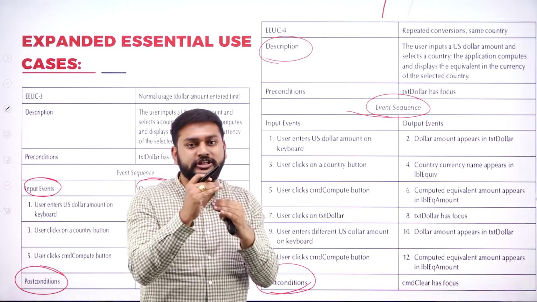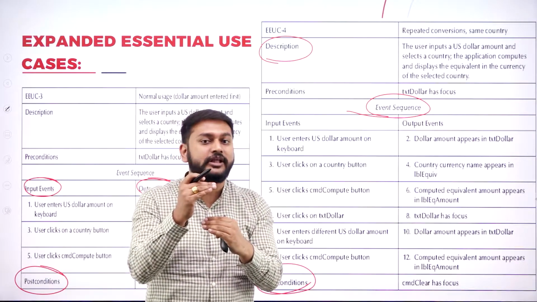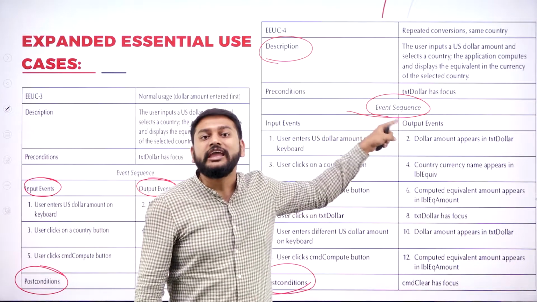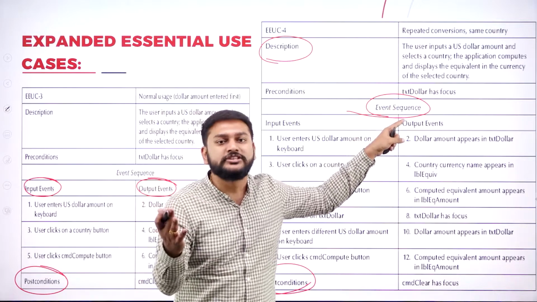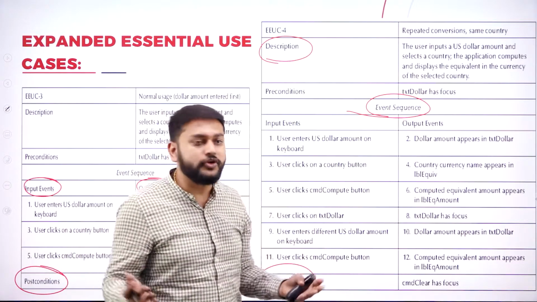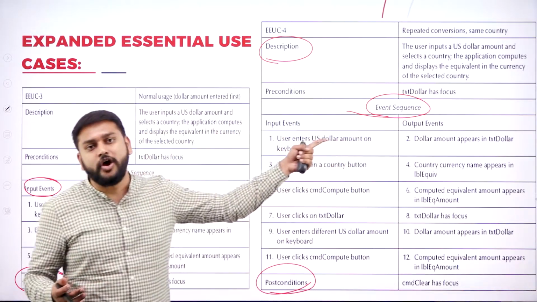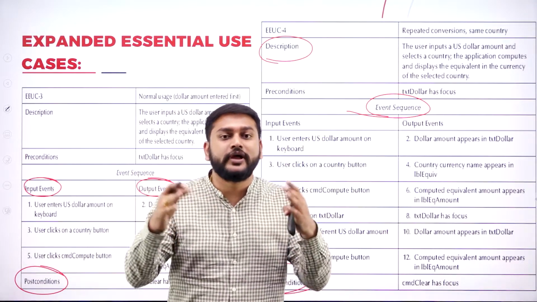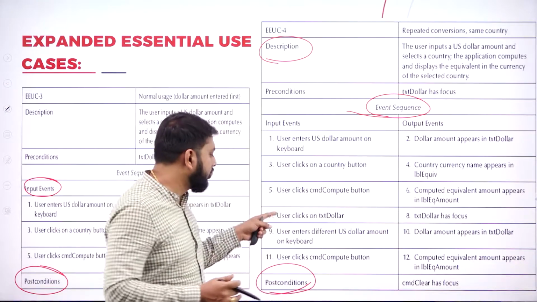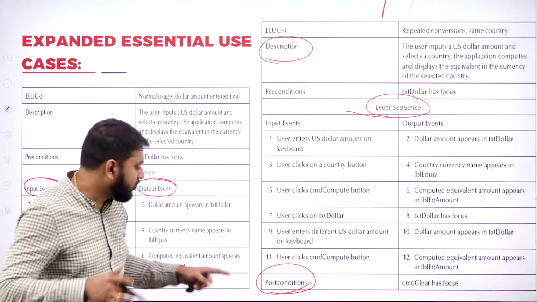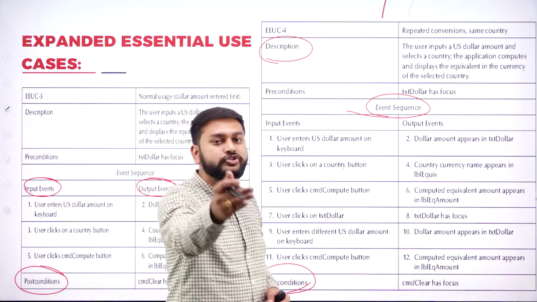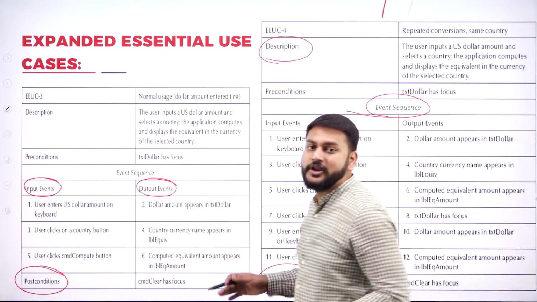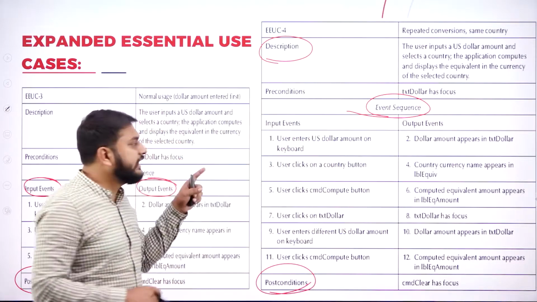What is the first event? After that, what is the next event that is going to occur is what we try to depict with the help of the event sequence. When it comes to the event sequence, I have to focus on the input event as well as the output event. Once you get the order of the input event and the response, guys, you can concentrate on the post condition. That's the most important thing. What is going to happen after this? This is the brief explanation with respect to EEUC.